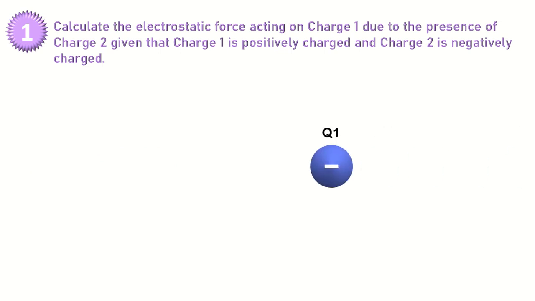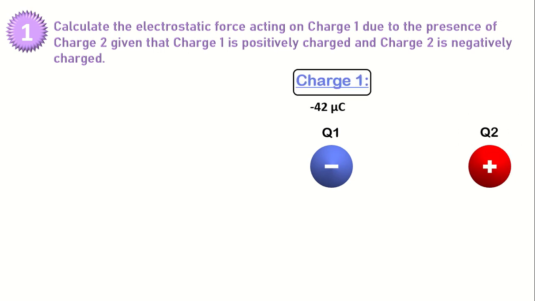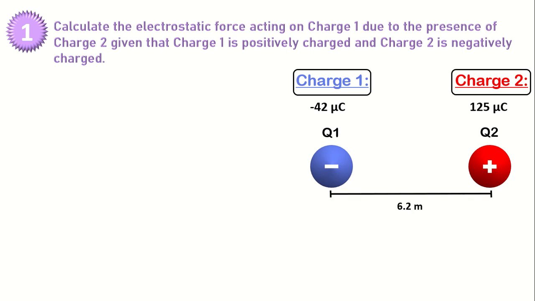So let's begin this problem by illustrating what it has given to us. Here's charge 1, here's charge 2, and here's charge 1's magnitude of negative 42 microcoulombs. Here's charge 2's magnitude of 125 microcoulombs. And they're separated by a distance of about 6.2 meters. Since they're oppositely charged, they're going to attract one another, as we can see.